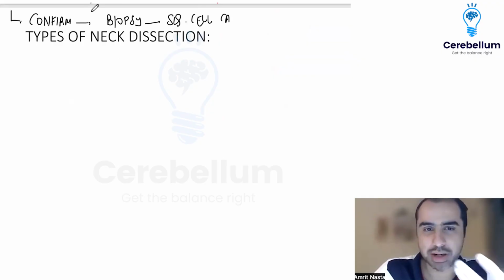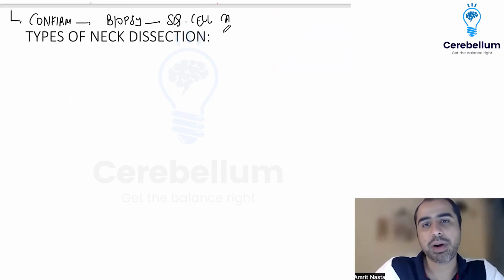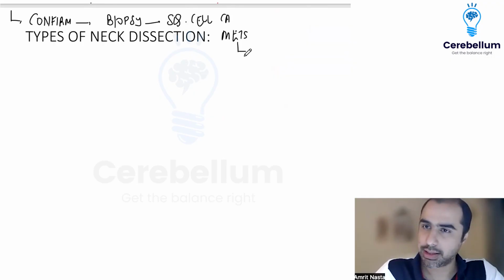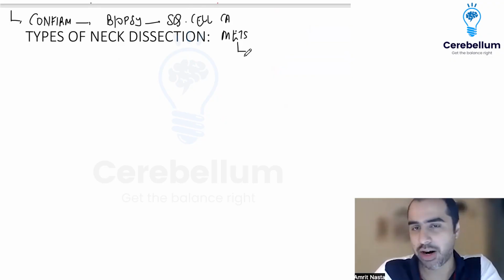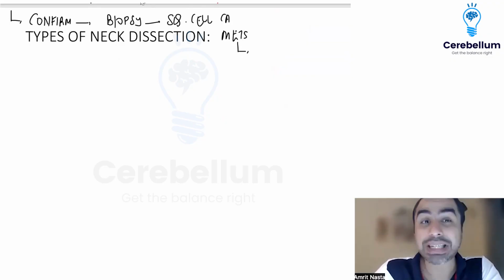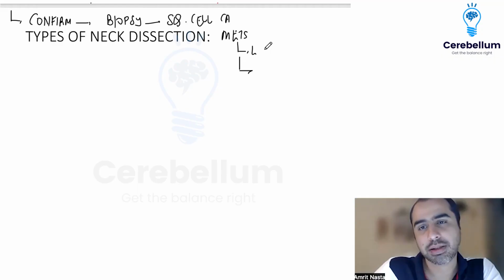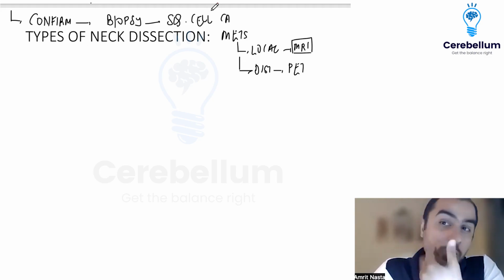Now, once I know there is squamous cell carcinoma, I want to look for metastasis. To look for metastasis, I want to know how far it has spread in the oral cavity. What will I do? For local staging. Enough, now you know enough. Now you can use common sense. For local staging and for distant metastasis. Local and distant. Distant, as you know, will be PET scan. Local will be MRI.